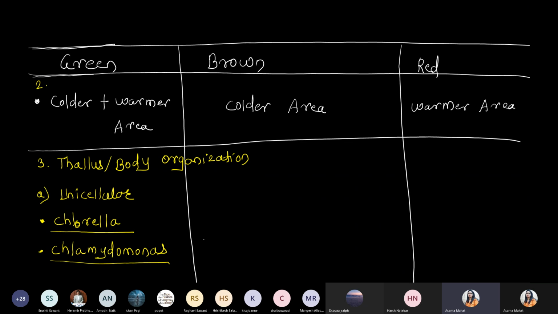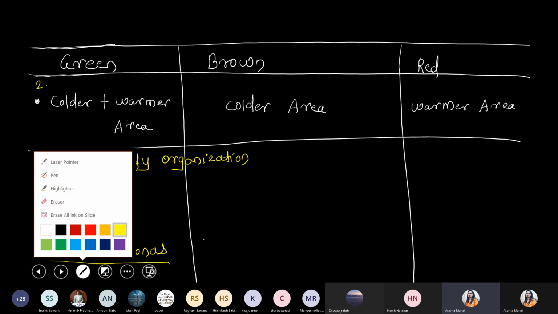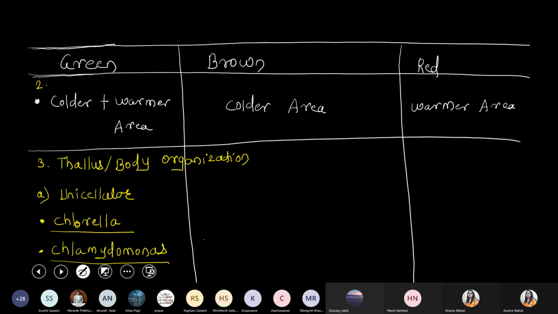Thallus means what? Body. So body, these are the unicellular. Now we are talking about one point, which is the motile and which one is the non-motile. So when we talk about Chlorella, basically these are non-motile green algae. Write down inside the bracket: Chlorella, these are the non-motile green algae. Unicellular hai, but these are the non-motile.